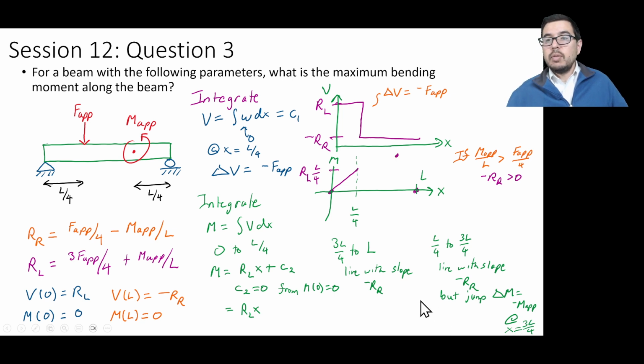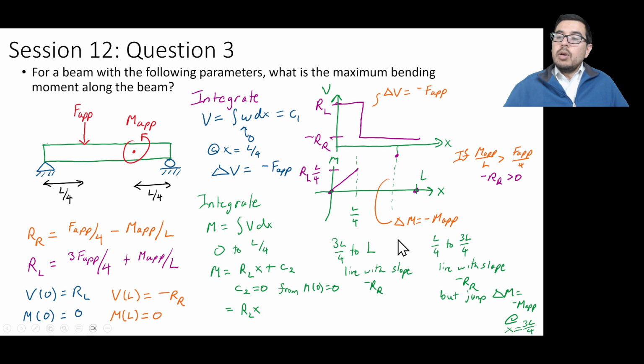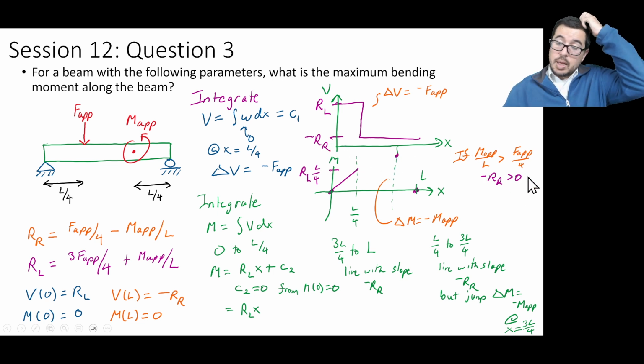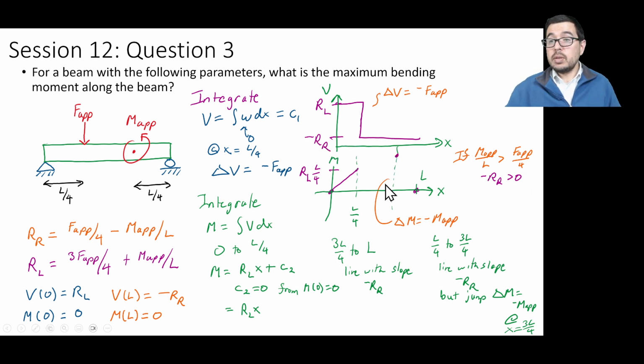So what does this look like? Well, let's say this is 3L over 4, this dotted line. We'll just say that there's a delta M equals minus M app. We know we have a slope of minus RR from here to here, and we can also say that while it's positive, it's less than RL was. So that slope is going to be less steep. We get to this point, and then boom, it jumps down by some delta M.